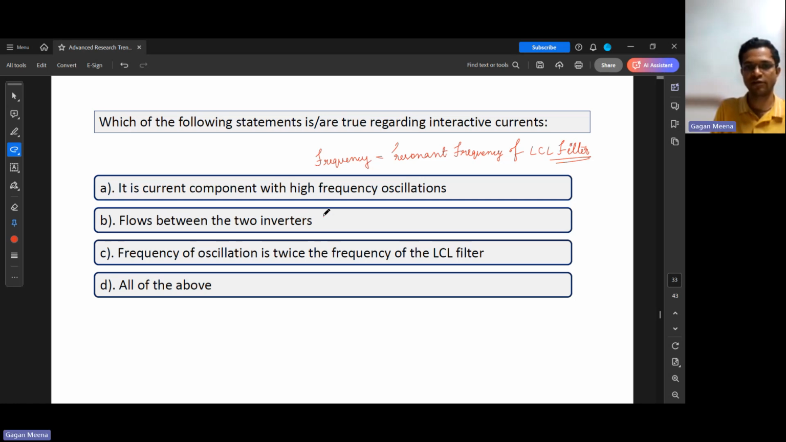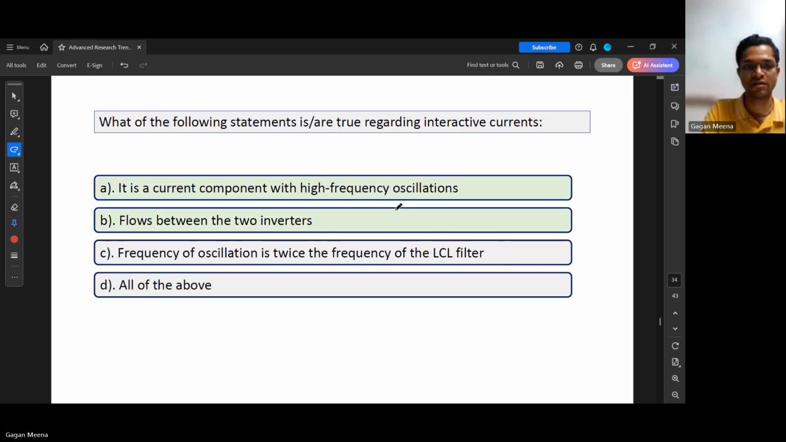It flows between the two inverters. This is also correct. And frequency is twice the frequency of the LCL filter. And this is not correct. The first two are correct here. It's a current component with high frequency oscillation, and it flows between the two inverters, while the common current flows into the grid, responsible for delivering power into the grid.